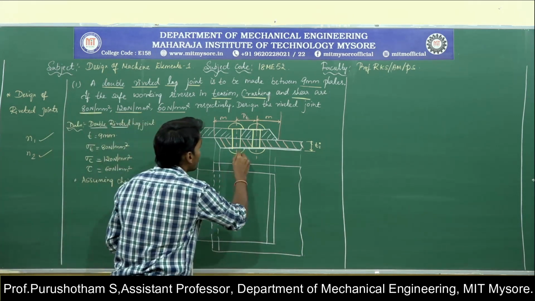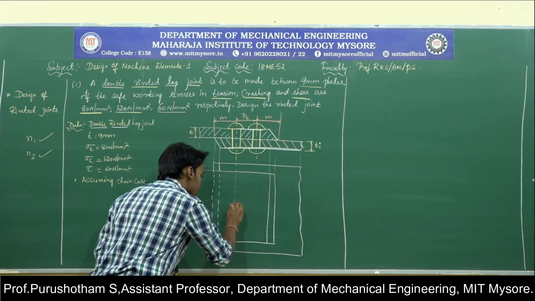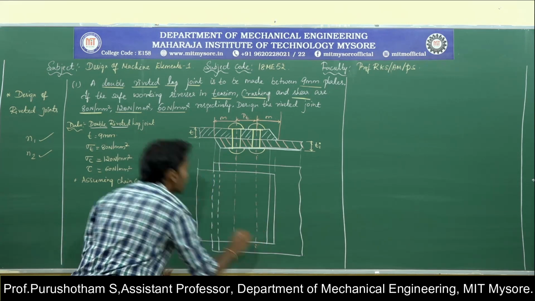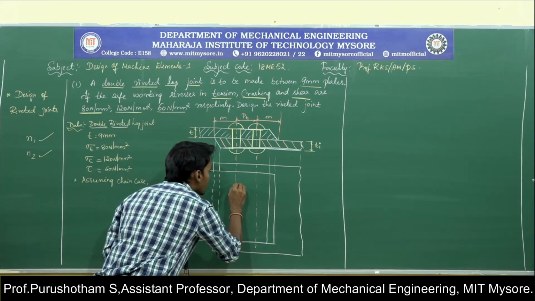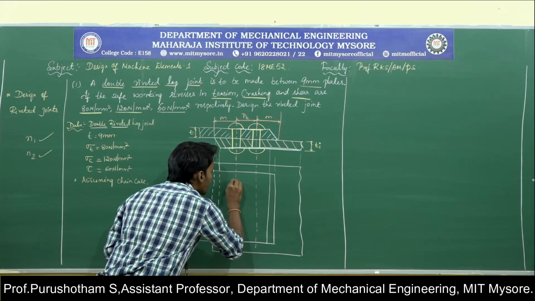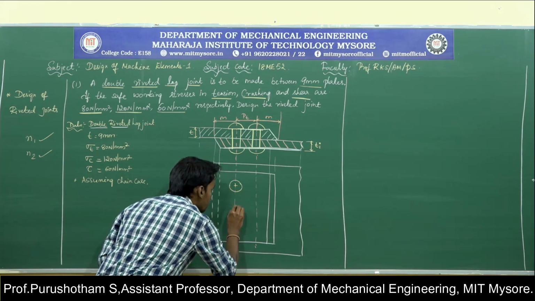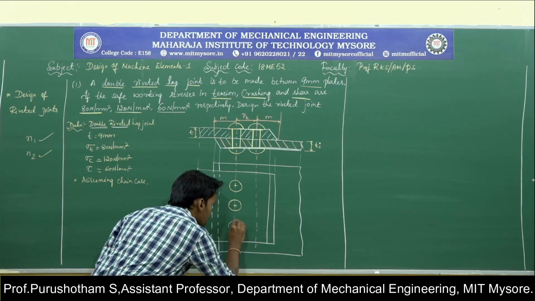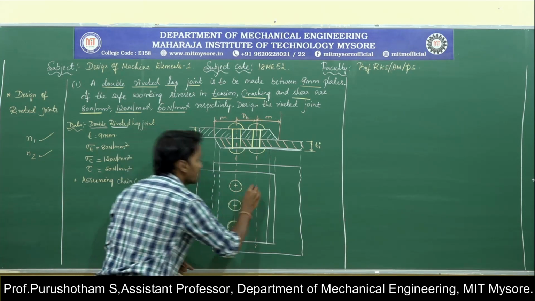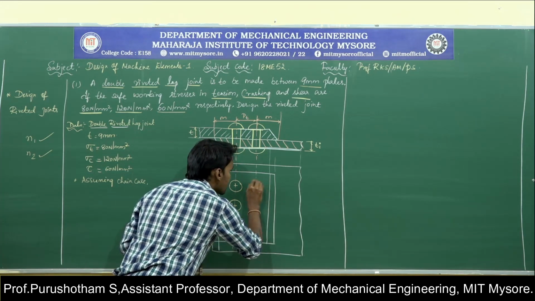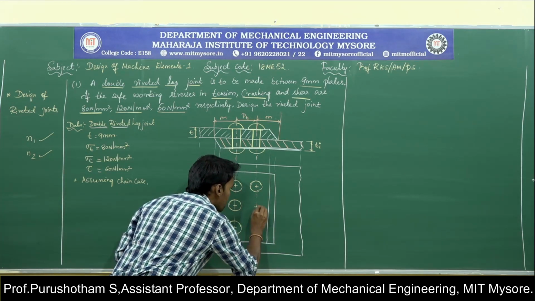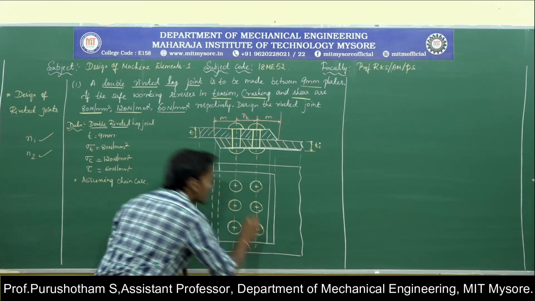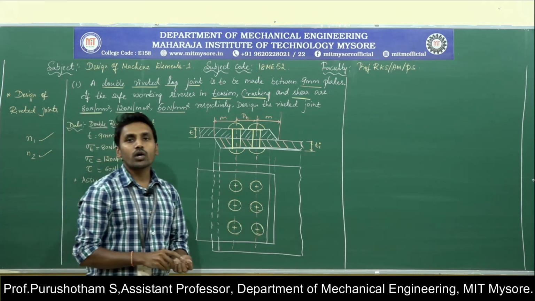Now, on the same axis of the rivet, I am going to draw the rivets. This will be the first row and this will be the second row. On the first row we have to use a minimum of 3 rivets. So this will be the first, second and third. This will be the first row and this one the second row. 1, 2, 3.